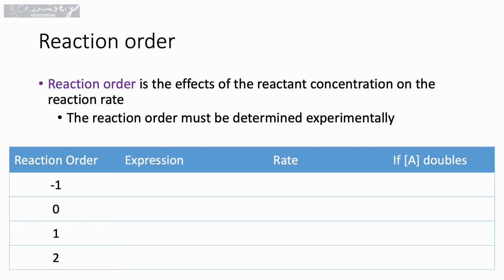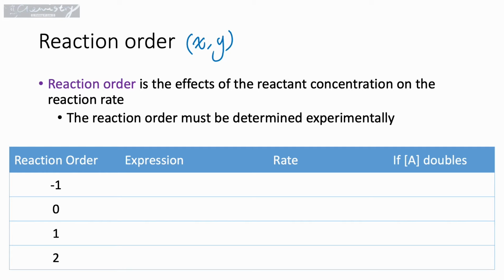So let's first start by looking at the reaction order, which was our x and y. It is the effect of the reactant concentration on the reaction rate. It is going to be determined experimentally. That's why later on, in a lot of examples, you're going to be looking at experimental data, because these are not something that we can just plug into the equation and know. We have to evaluate the data collected and find this reaction order. First we're going to introduce five reaction orders: -1, 0, 1, and 2. These are the more common ones.